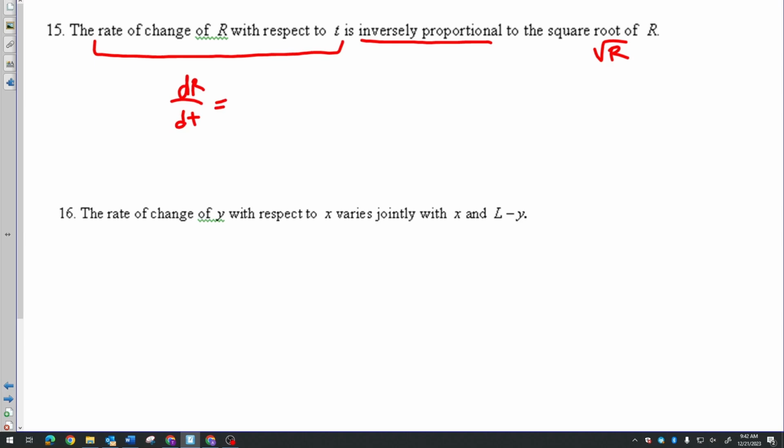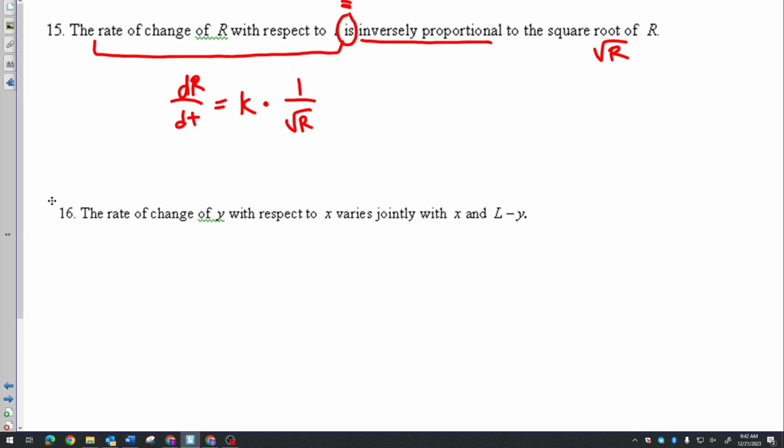dr/dt equals, okay, inversely proportional. So I'm going to write a k, and then how do I express inversely proportional to the square root of r? This is 1 over the square root of r. Okay, and you don't have to solve this. I just wanted to make sure you understand how to write these problems that are written in words.